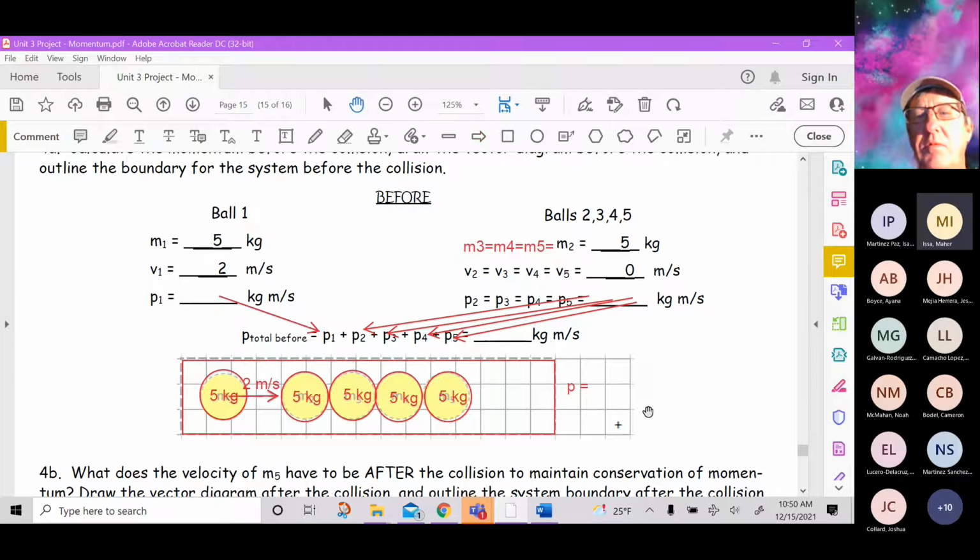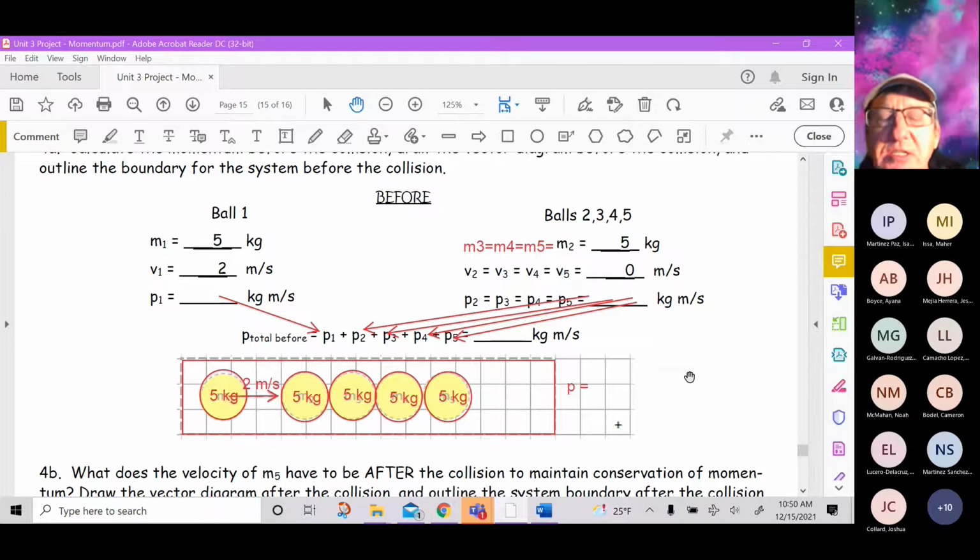Doesn't 5 move? This is before the collision. Oh, before. Okay, gotcha. Yeah, this is before the collision. So we're only calculating the momentum entering the system, and none of these are moving, so they have no momentum. So our total momentum is basically whatever you got over here from ball number 1, isn't it? Yeah. We just keep adding 0 to it.